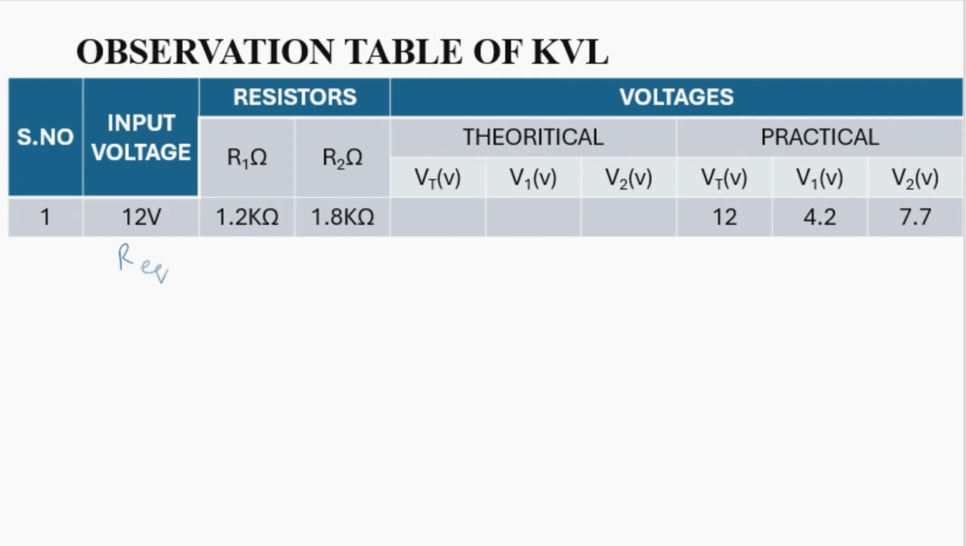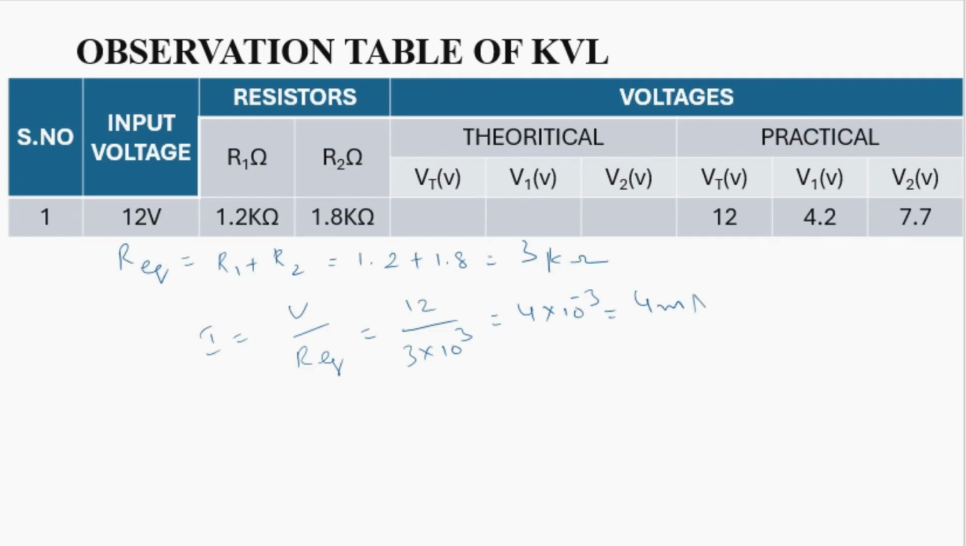R equivalent equals R1 plus R2. Since 2 resistors are connected in series, 1.2 plus 1.8 equals 3 kilo ohms. I equals V by R equivalent, which is 12 by 3 into 10 cube, which equals 4 into 10 power minus 3, which is 4 milliamperes.